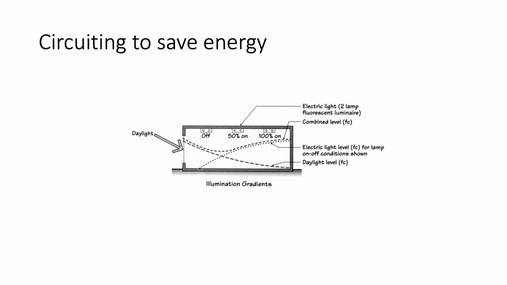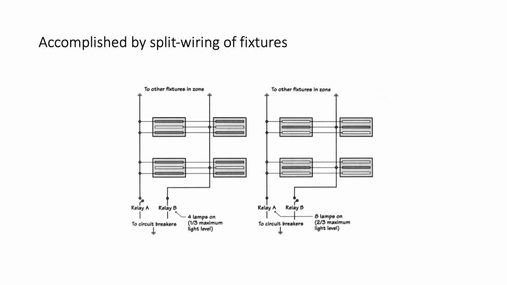You can also circuit to save energy. Again, I mentioned the offset dimming. By having a light source which has the ability to have partial output, either by turning individual lamps on and off or by dimming certain ones, you can save a tremendous amount of energy. Obviously, it has to be a space that has windows in it, or else it doesn't work so well. The split wiring or offset wiring is the way this is achieved.